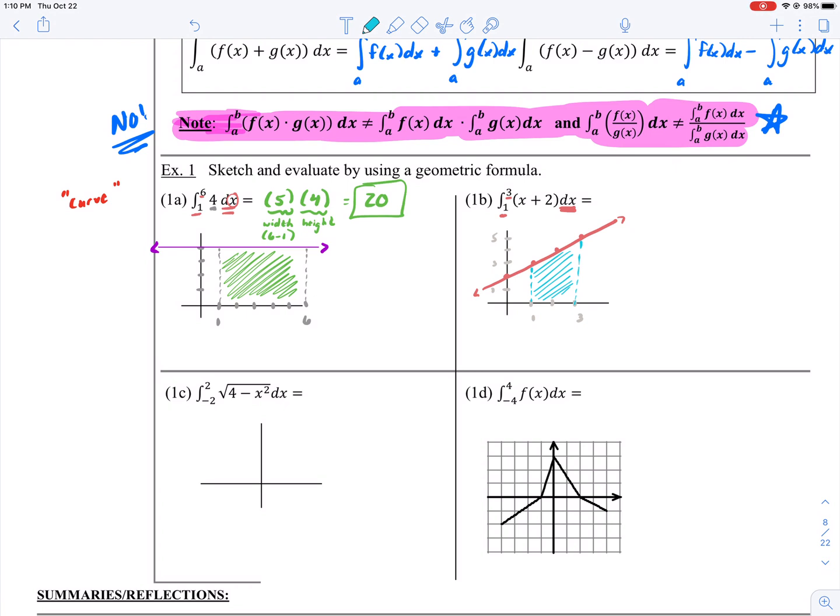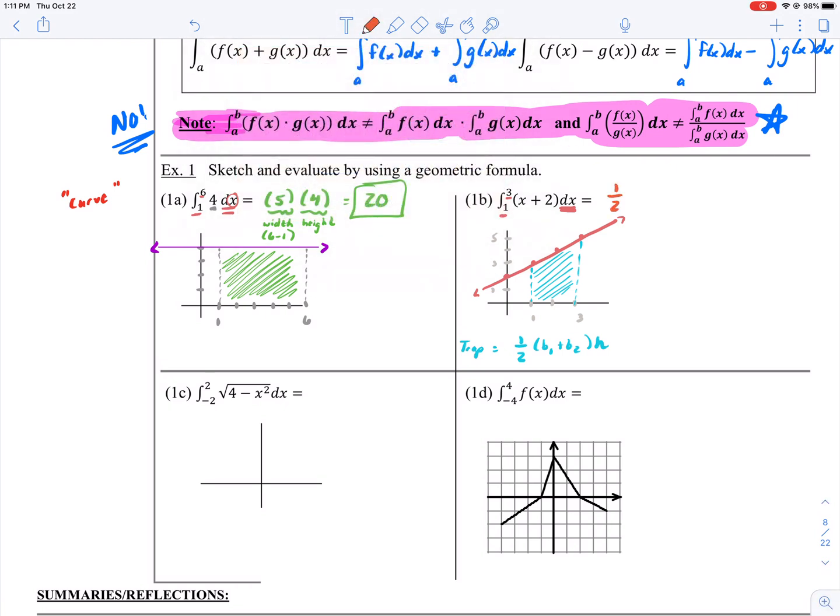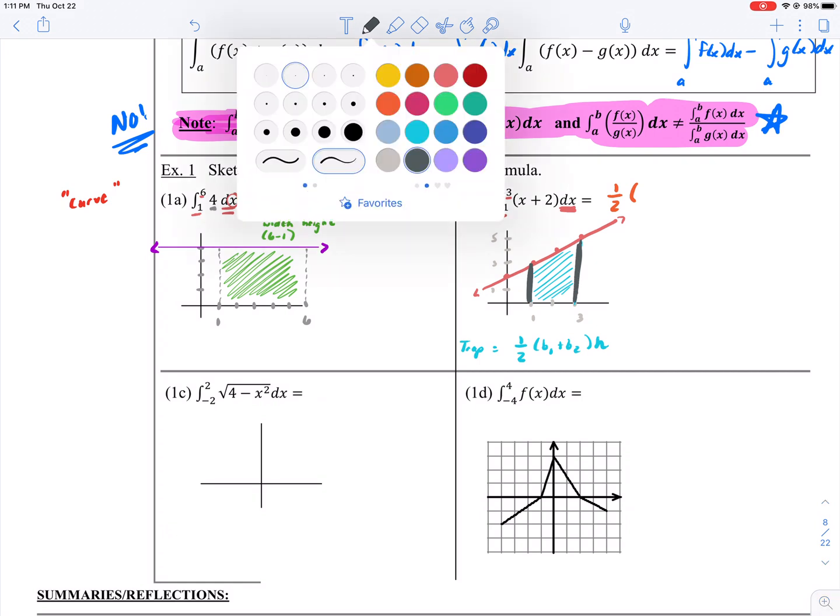To find the area of the trapezoid, you could do a rectangle and a triangle, but we need to be comfortable with the area of a trapezoid. It's going to be 1/2 base 1 plus base 2 times height. That is the area of a trapezoid. So that's what I'm going to set up: 1/2 base 1 plus base 2. This right here is your base 1. This is your base 2, because those are the pieces that are parallel to one another.